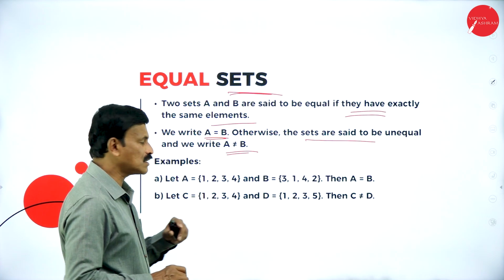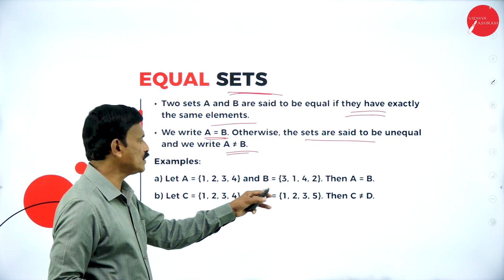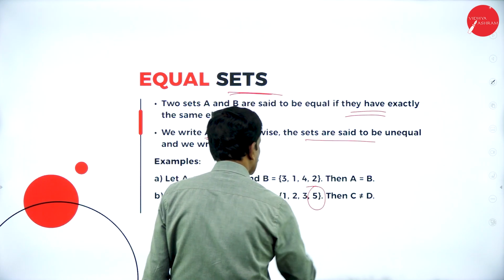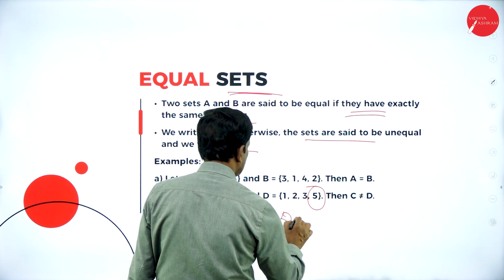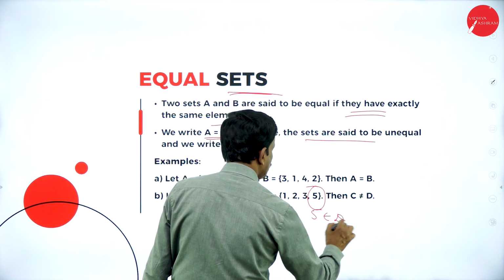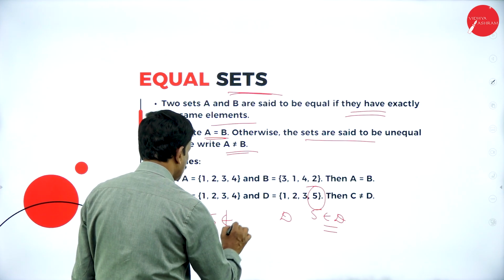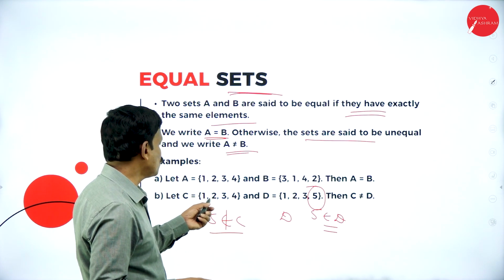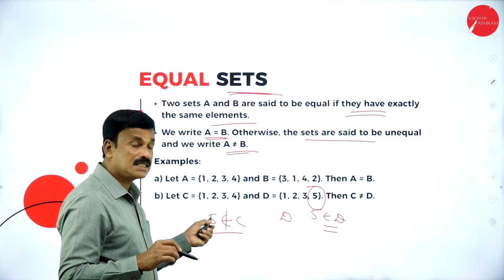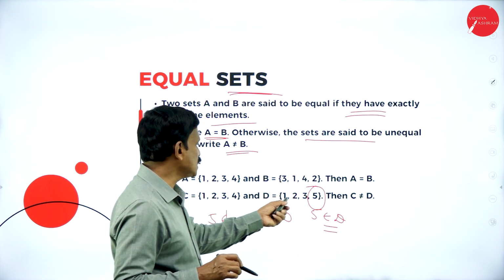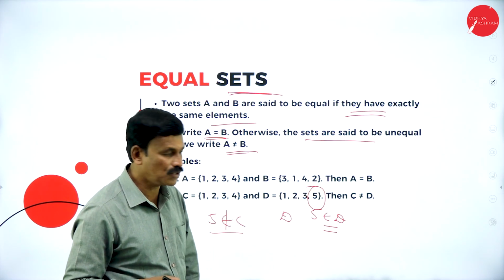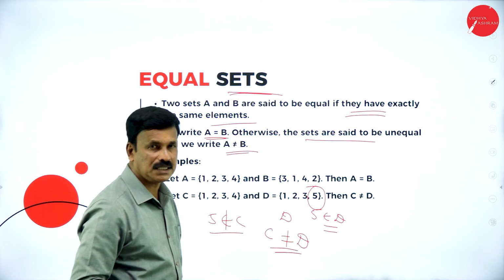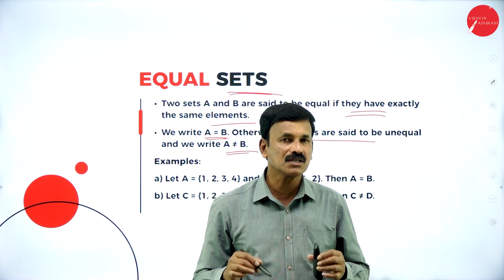Now, in the second example, let C is equal to {1, 2, 3, 4} and D is equal to {1, 2, 3, 5}. This is not equal because here there is an extra element. In D we have 5 which belongs to D, whereas 5 does not belong to C. Therefore, these two sets are not equal. The number of elements in set C is 4 and the number of elements in set D is also 4. In set C, 5 is not included, whereas in set D, 4 is not included. Therefore, they are not equal, denoted as set C is not equal to set D. This is how we represent whether sets are equal or not.